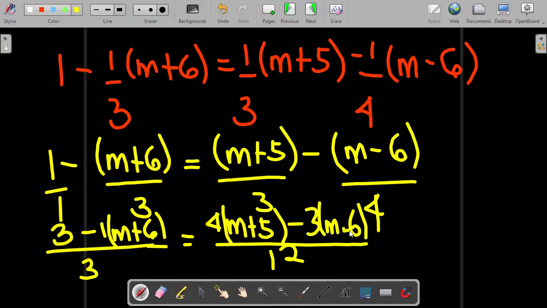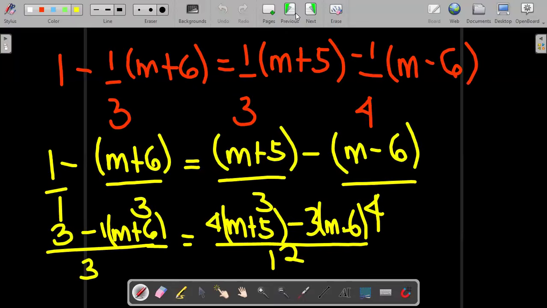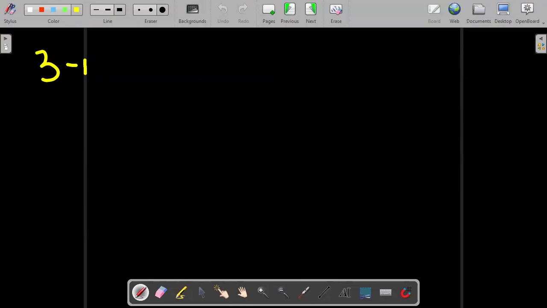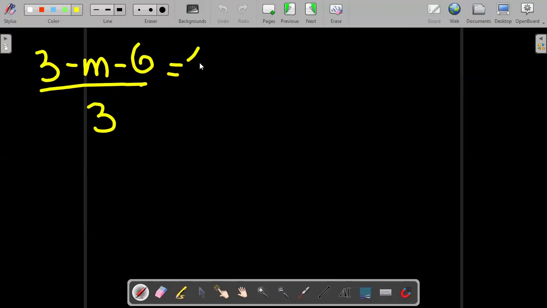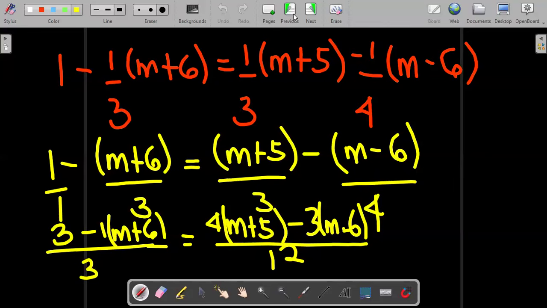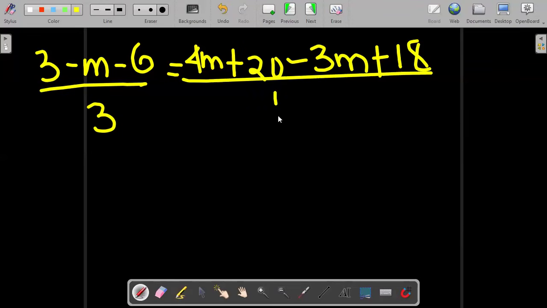Is it clear? Yes, sir. So what I will do now, I will put the brackets on both sides. So I will have 3 into 1 times m give us minus m minus 6 over 3 is equals to, so I also put the bracket here. If I put the bracket, I'm going to have 4m plus 20. I will have 4m plus 20 minus, let me put the bracket now, I have minus 3m plus 18. I will have minus 3m plus 18 over 12.